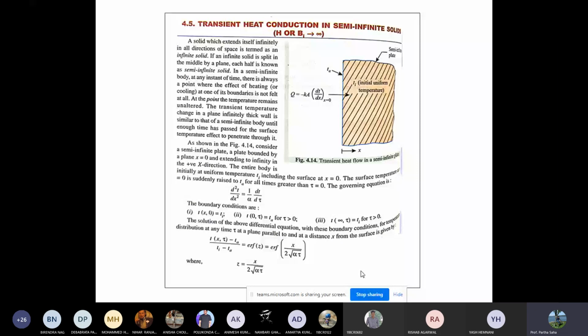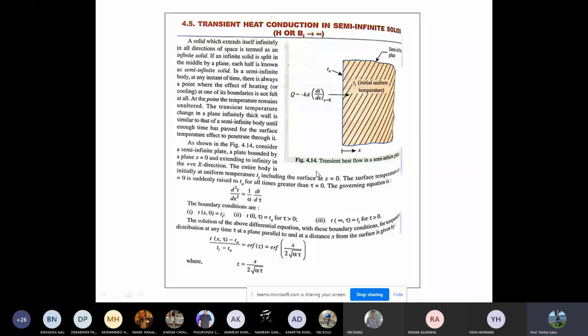In a semi-infinite body, at any instant of time, there is always a point where the effect of heating or cooling at one of its boundaries is not felt at all, because one side is the mid-plane. The transient temperature change in a plane infinitely thick wall is similar to that of a semi-infinite body until enough time has passed for the surface temperature effect. So let us look into this figure 4.14. Consider a semi-infinite solid. As you can see, this is the semi-infinite plane. This side is a finite distance. Initial temperature is given by Ti, and it is bounded by a surface x equal to 0, and extended infinitely in the positive x direction.